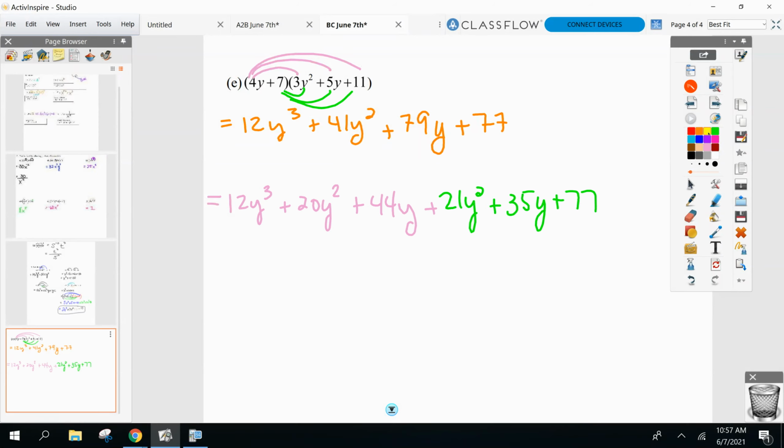And then take a look. 20y squared and 21y squared, that's where Luke got his 41y squared. And then finally 44y and 35y, that's where you get 79y. That looks pretty good, huh?